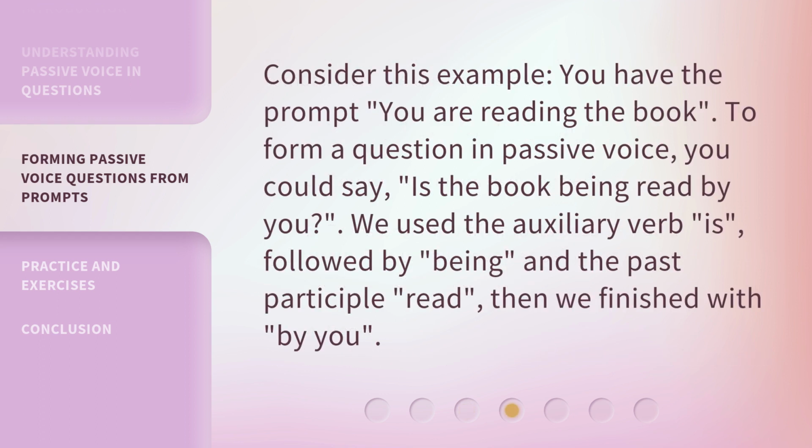Consider this example. You have the prompt, "You are reading the book." To form a question in passive voice, you could say, "Is the book being read by you?" We use the auxiliary verb "is," followed by "being," and the past participle "read." Then we finish with "by you."